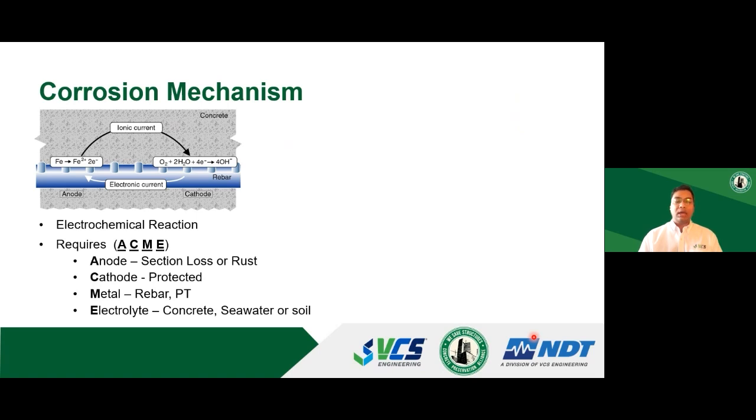And then there comes the anode. Anode is where the section loss happens. Anode is where the corrosion products form, and anode is where you would see loss of section, resulting in the reduced load bearing capacity or loss of function. On the contrary, cathode is the protected section of the system.